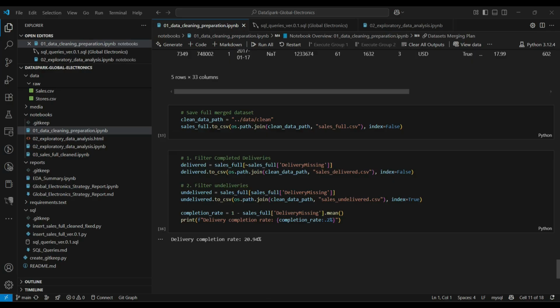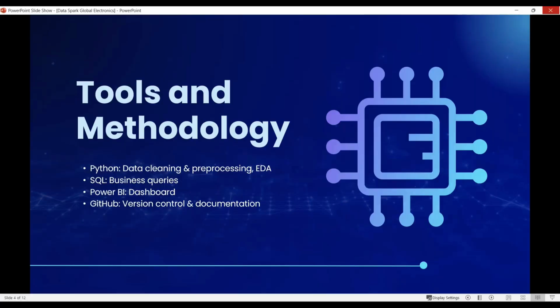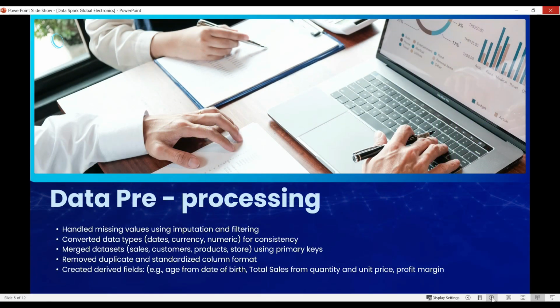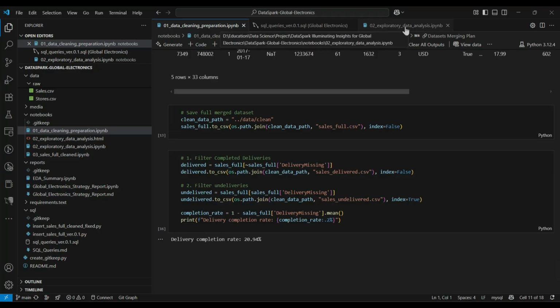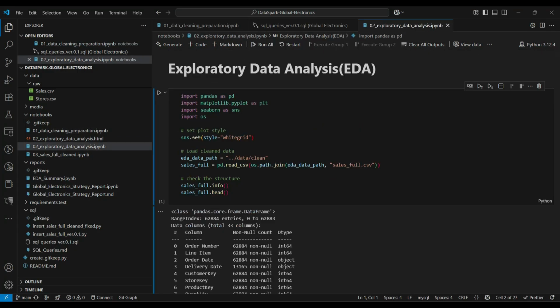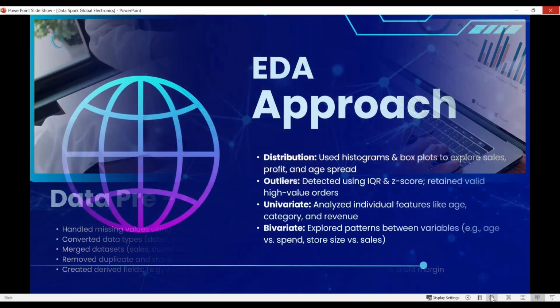To analyze delivery performance, I created two subsets from the merged dataset, one for completed deliveries, sales delivered, and another for pending deliveries, sales undelivered. Based on this, the delivery completion rate was calculated to be 20.94%. Data pre-processing, to summarize, here is what I did: cleaned and standardized all datasets, joined key tables like sales and customer data, created new fields such as age and profit margin, and ensured the data was analysis ready for the next phase.